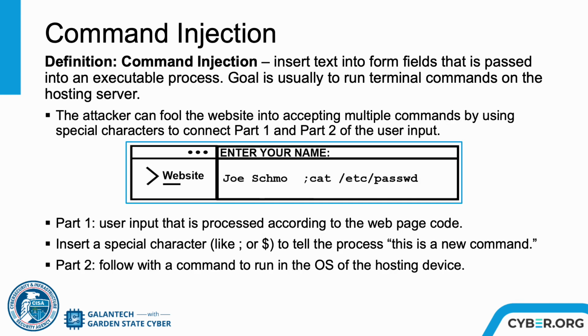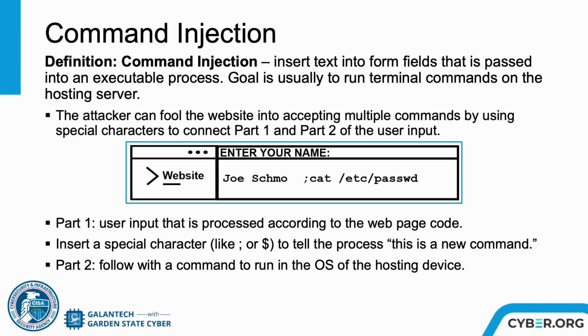Command injections insert text into form fields that are passed into an executable process. So the goal here is usually to run terminal commands on the hosting server. A command injection vulnerability exists when a website takes user input and runs it using operating system processes. This means that an attacker can provide commands in the input field, and the website will run the commands as if they were in the terminal. And the key is making the website think that there are two pieces of information to collect and process. The first is the answer to the website's form question.